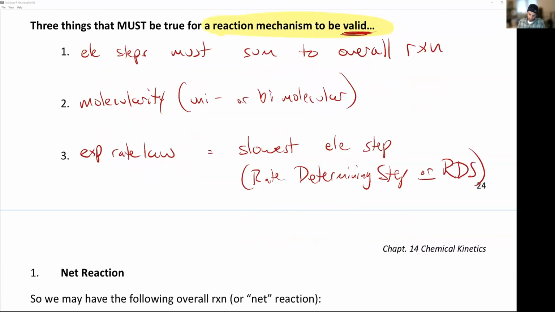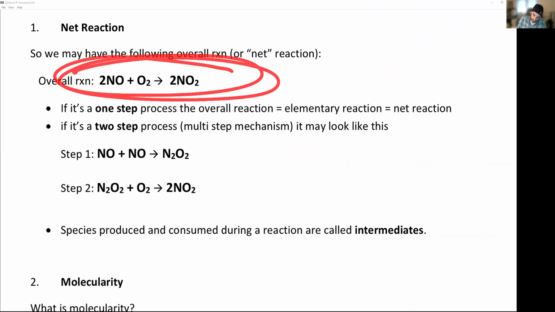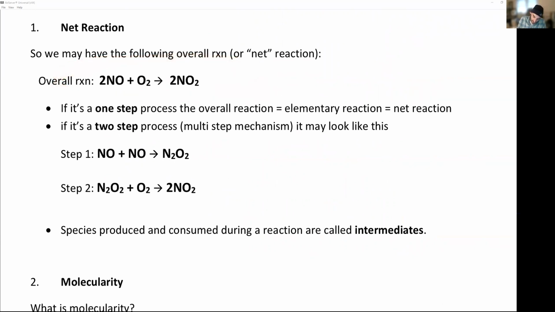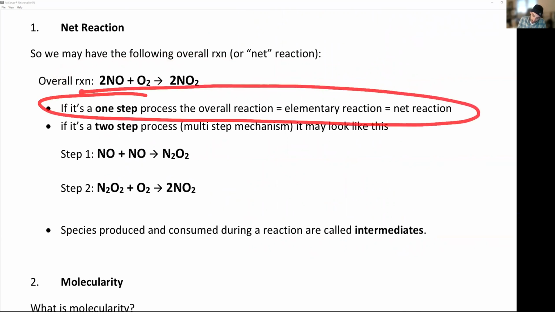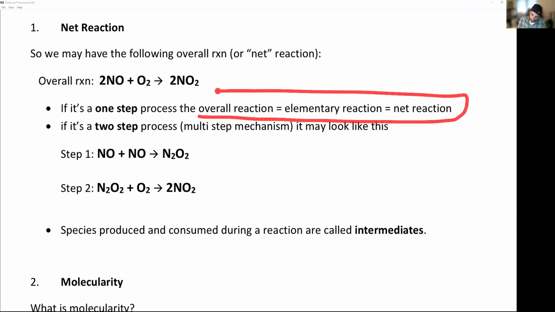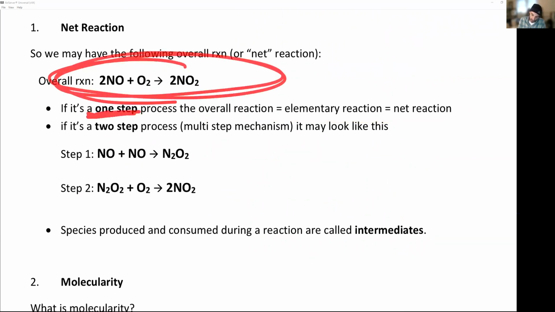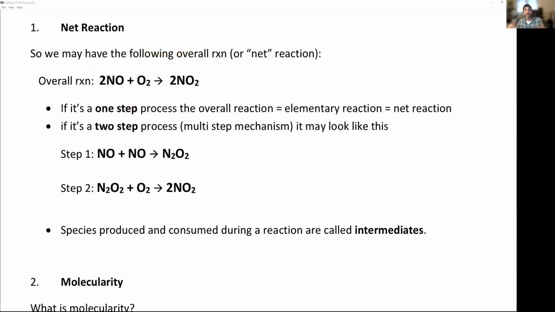So let's take a look at our net reaction. So we have this overall reaction, the same one we just looked at. If it's a one-step process, we don't actually need to add those things together because the elementary step's overall reaction equals the elementary reaction, which equals the net reaction. So in this case, if this is the overall reaction and we say it occurs in 1 step, then we're deciding if this mechanism occurs in 1 or 2 steps.